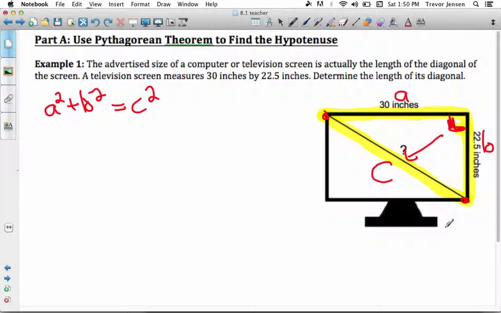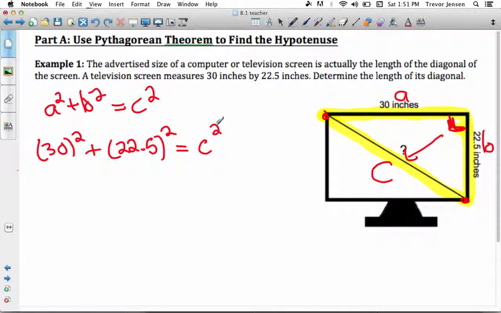Now I'm going to use the Pythagorean Theorem and fill in the information I know, and then solve for the unknown side length. So let's fill in what I know. The Pythagorean Theorem tells me that A squared plus B squared equals C squared, or the sum of the squares of the legs is equal to the square of the hypotenuse. So let's plug it in. A, I know, is 30. So 30 squared plus B squared, B is 22.5, 22.5 squared is equal to C squared. And I don't know the length of C, but that's my only unknown piece of information. I'll be able to solve this equation for that unknown piece of information.